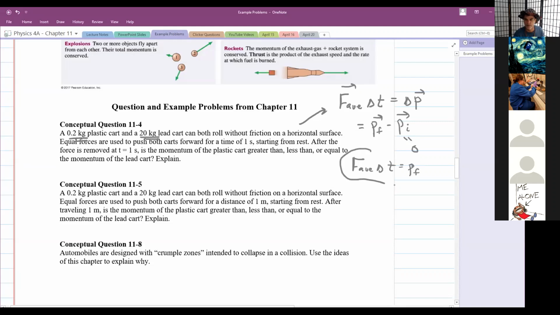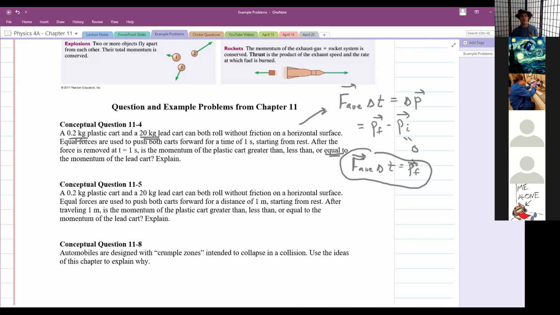And the answer for this particular one is equal to. Why? You're told you exert the same force for the same amount of time, which means you exert the same impulse on each, which means the change in momentum of each one has to be the same. Well, they both started from rest, which means the initial momentum of each is 0, which means the impulse that I apply to each has to equal the change in momentum of each. So if they both started from rest and this impulse on each one is the same, they have to have the same final momentum. So the answer is equal to.